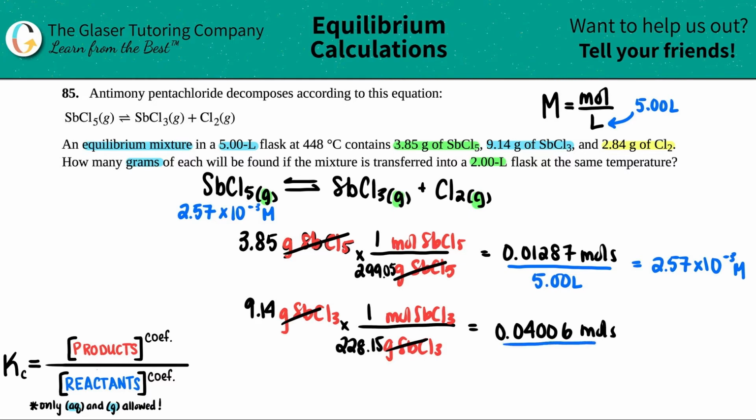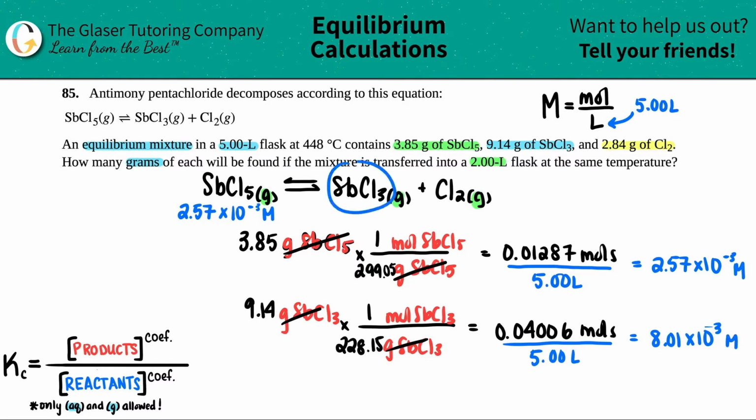Turning it into molarity, mole divided by liter, it was 5 liters. So 0.04006 divided by 5. I will put this into scientific notation now with the 3 sig figs. So 8.01 times 10 to the negative 3, and that's molarity.